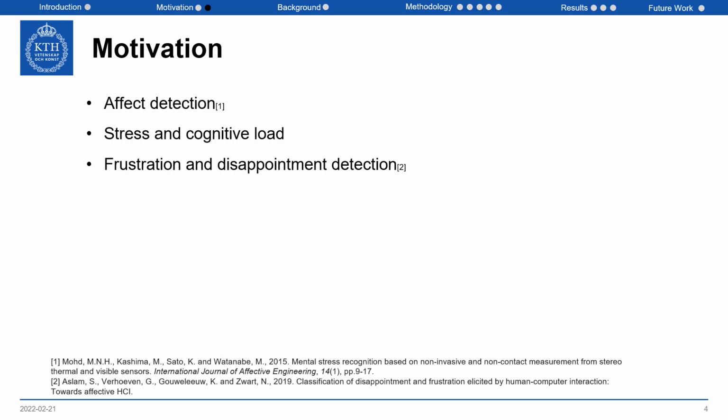A lot of the previous literature discussed how to detect affective states. Affective states like stress and cognitive load, frustration, and disappointment. However, a lot of these use vision or other physiological sensors that can be intrusive or inaccurate. Therefore, in our research, we're going to use thermal imaging instead.